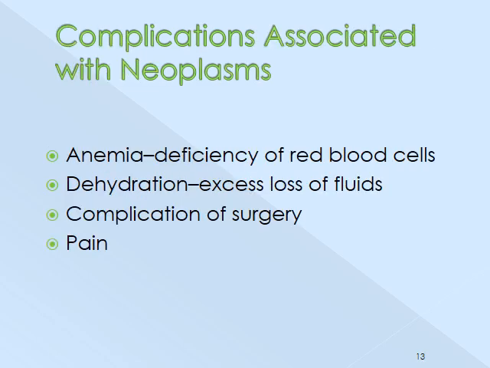There are several different complications that can be associated with neoplasms. These are anemia, dehydration, complications of surgery, and pain. Code each of these according to the complication. Watch for combination codes that include the neoplasm and the complication.